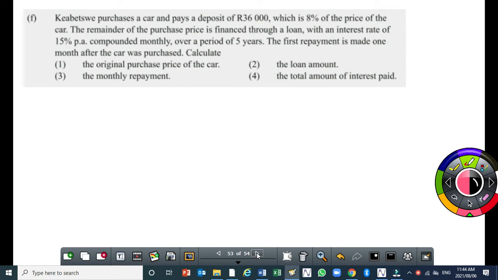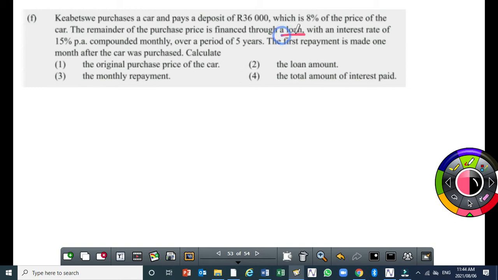and pays a deposit of 36,000. Okay? So the person wanted to buy a car, they pay what? A deposit of 36,000, which is 8% of the price of the car. So 36,000 is 8% of the total price of the car. Right? The remainder of the purchase price is financed through a loan.